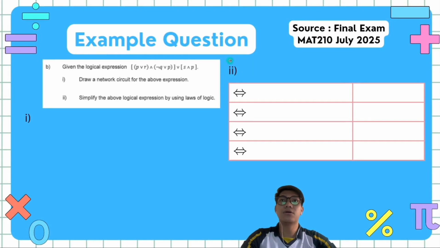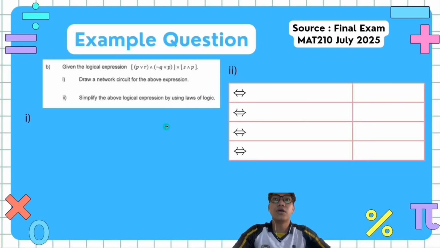I will demonstrate how to solve a question from the Final Exam MAT210 July 2025 using law of logic. The question gives us a logical expression. The first question is to draw a network circuit from the above expression, and the second question is to simplify the above logical expression using law of logic.